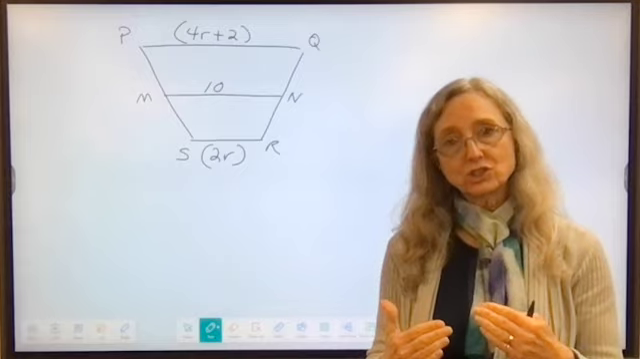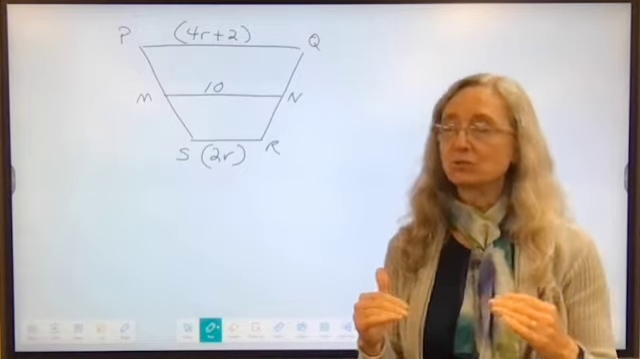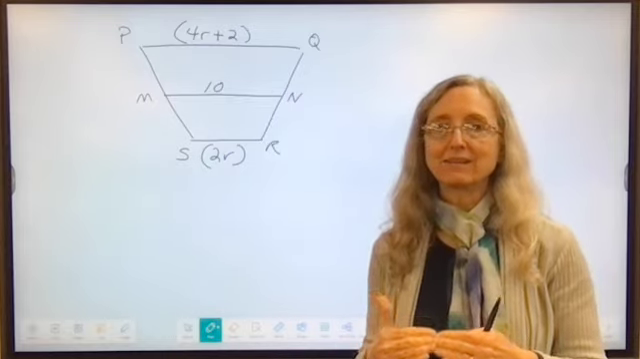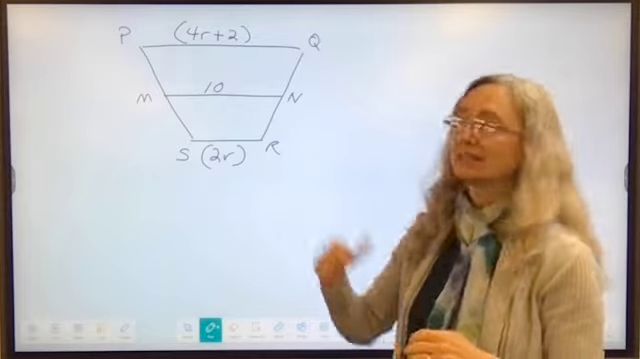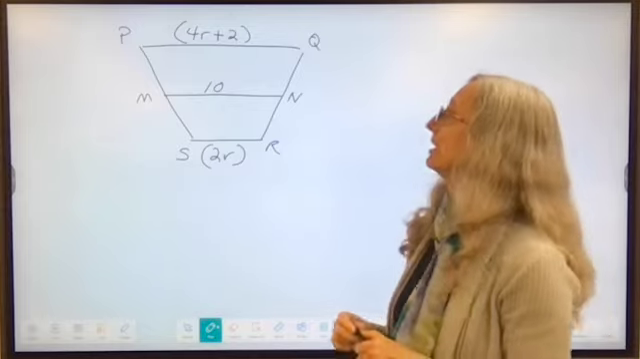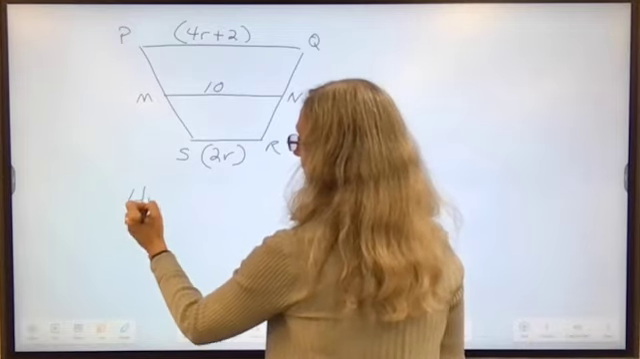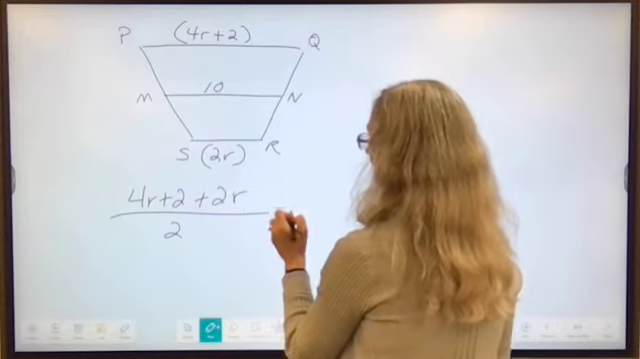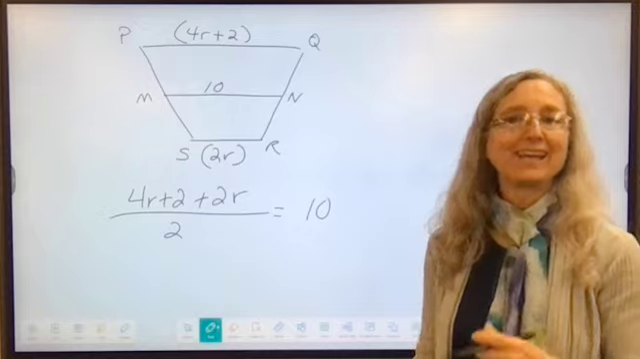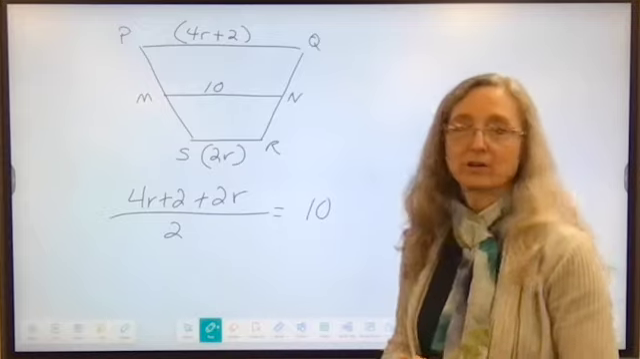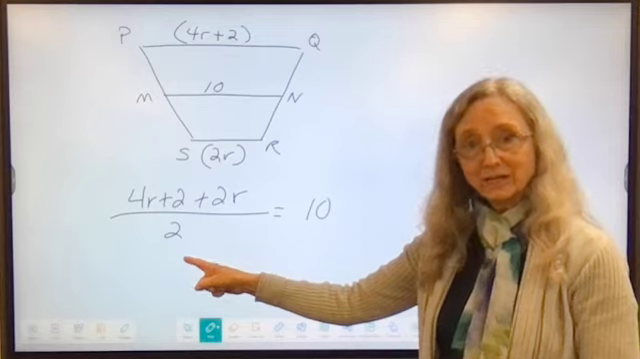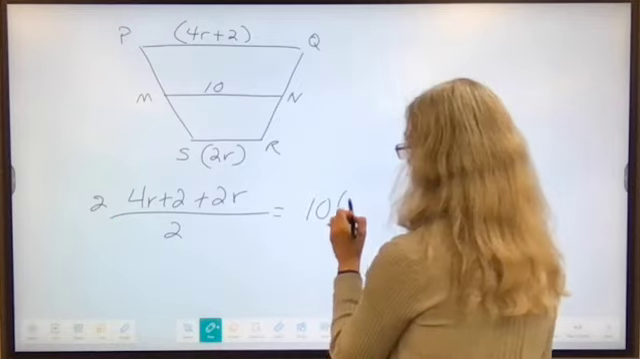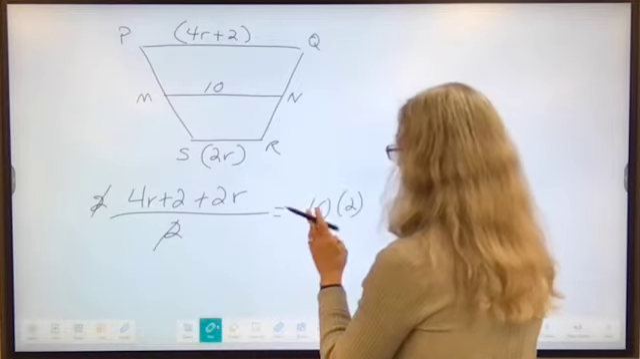So you remember the relationship of a mid-segment. It's the average between these two bases, which means if I add the two bases together and divide in half, I get the length of my mid-segment. So if I take 4R plus 2 plus 2R and I divide that in half, I get 10. Now I solve for R. To get rid of this divided by 2, which is the same as multiplied by 1/2, I'm going to multiply both sides by 2.